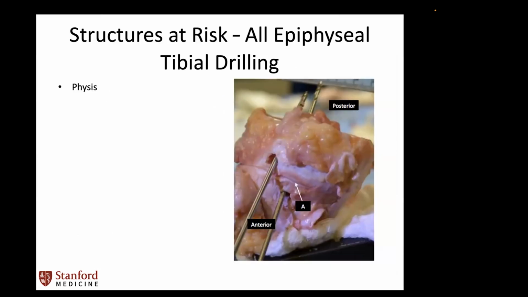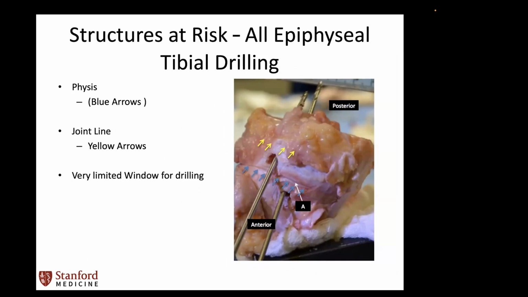Here's actually a pediatric knee, and I'll just highlight the blue arrows here. That's the physis. The joint line is right there at the yellow arrows. You can see there's not a big space there. That's a very narrow window for drilling. And so here's the drill hole that avoids the physis. It's not into the joint too high. It's not too low and into the physis. But this one, probably 15 millimeters lower, crosses the physis, which you don't want to do in that location.